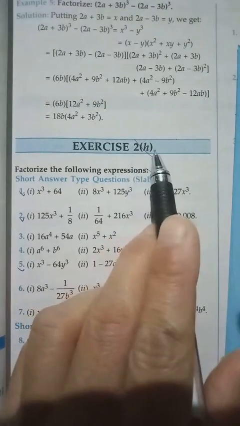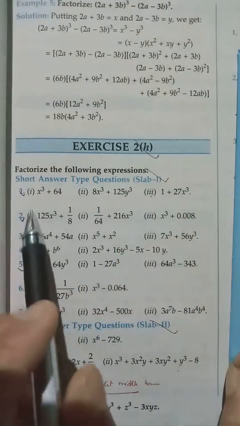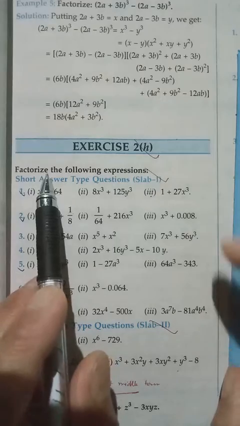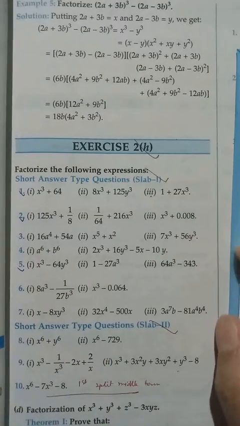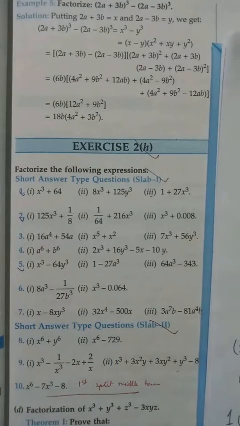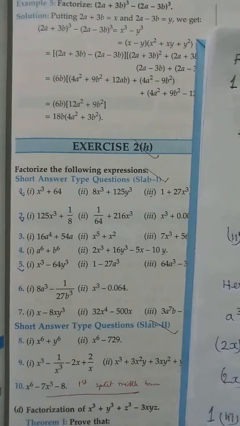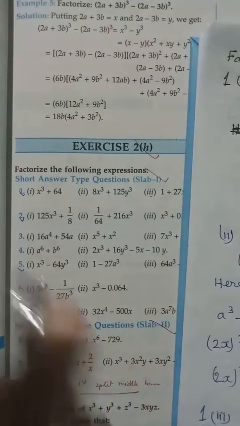Let us do 2h question 2. Here we have to factorize, that means to find the factor. So where we can apply identity, we will apply. If not, then we have to take common and split middle term.